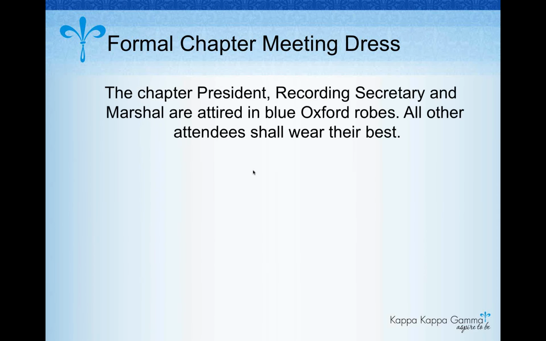The chapter president, recording secretary, and marshal are all attired in blue Oxford robes. All other attendees shall wear their best.